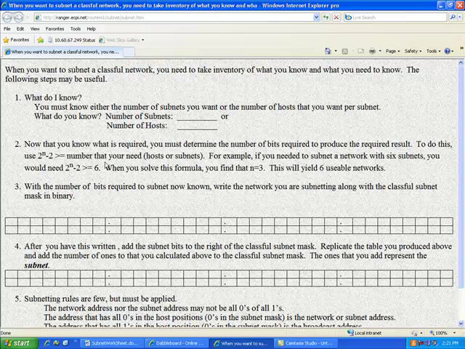So again, write it in binary. If you don't write it in binary, you're going to be absolutely totally lost. Now that we know what's required, we must determine the number of bits required to produce the required result. To do this, 2 to the n minus 2. For example, if you needed to subnet a network with 6 subnets, you would need 2 to the n minus 2 greater than or equal to 6. When you solve it, we have n equals 3, 2 to the third is 8, 8 minus 2 is 6, which gives us 6 usable networks.